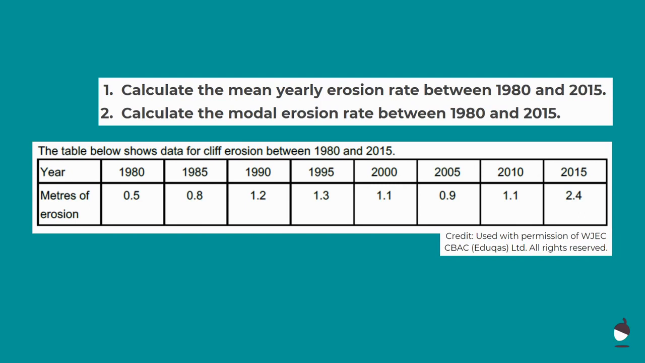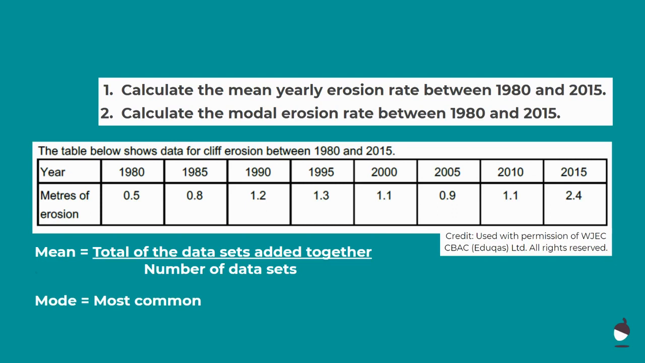What I would like you to do using your calculator is to calculate the mean yearly erosion rate between 1980 and 2015. And then I would like you to calculate the modal erosion rate. If we remind ourselves what these maths terms mean, mean is the total of the data sets added together. So we're going to add up all the information from those 8 sets of data, and we're going to divide it by the number of data sets.